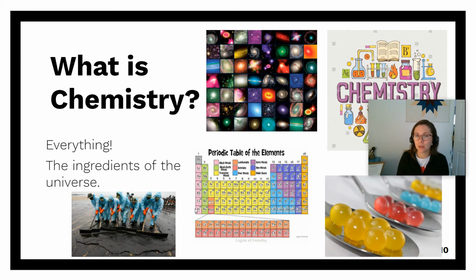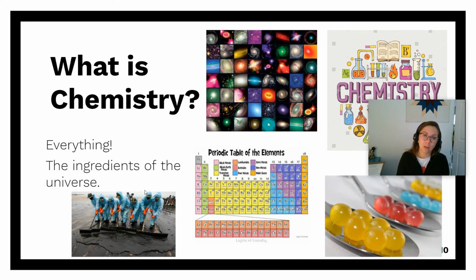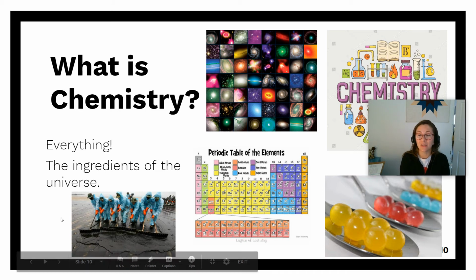But to think of everything in the universe being made up of only about 100 little tiny types of atoms, that's pretty incredible. I put a picture here of people cleaning up an oil spill because scientists and chemists have to come up with solutions to things like this. How do we break down oil once it pollutes our environment? What's going on? So there's a lot of chemistry going on in pollution and environmental science, environmental justice, and policy and things like that.